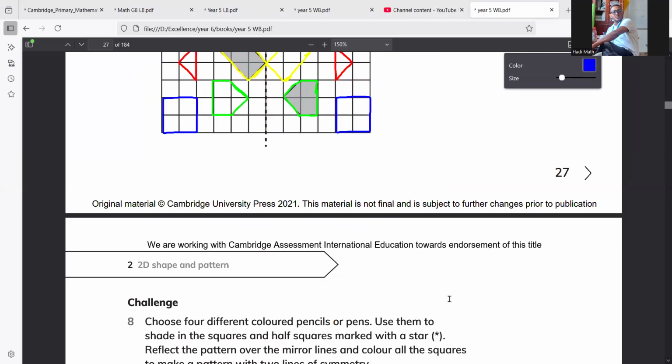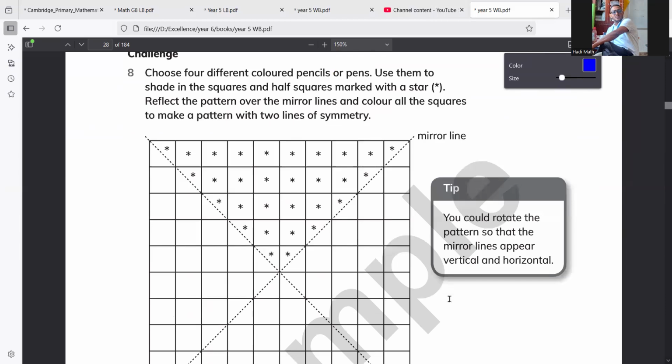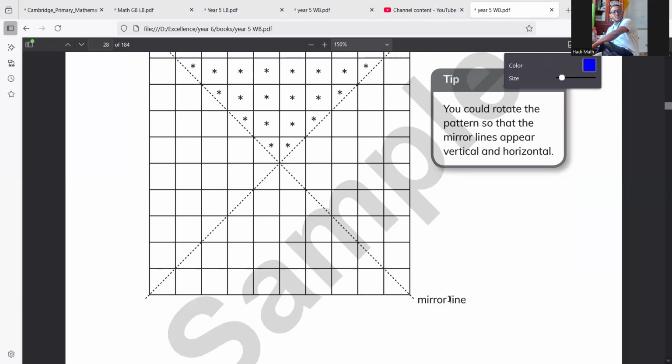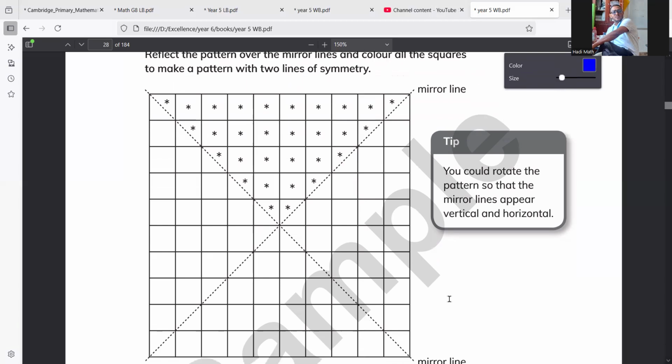Let's go to the question and answer. They say challenge, they ask you to choose four different colored pencils or pens. Use them to shade in the squares marked with stars. Reflect the button over the mirror line and color all the squares to make the button with two lines of symmetry. Actually, here they ask you to use coloring. They ask you to color the squares.